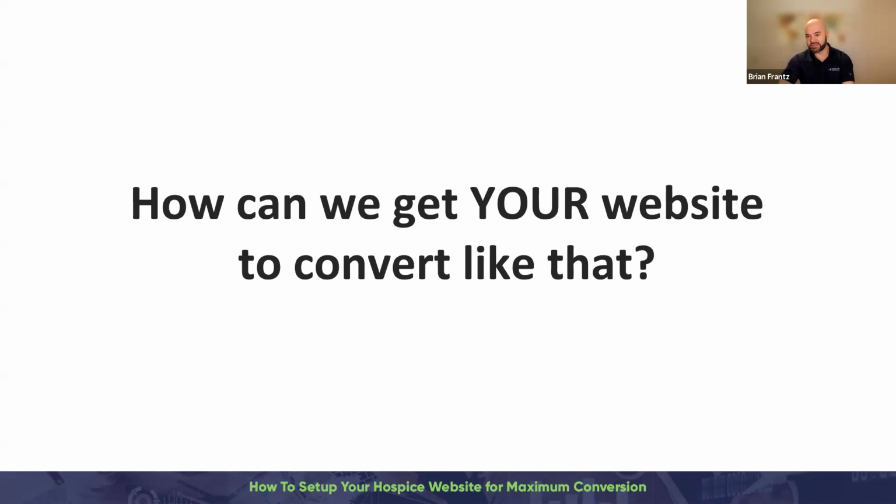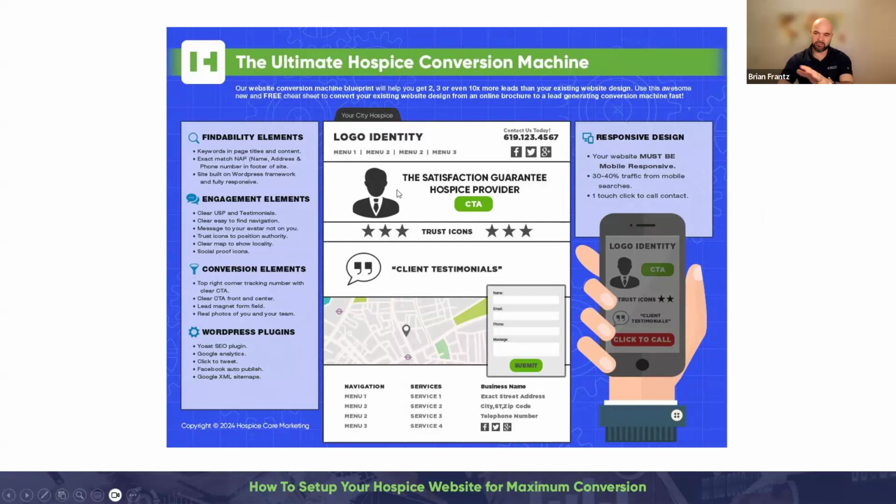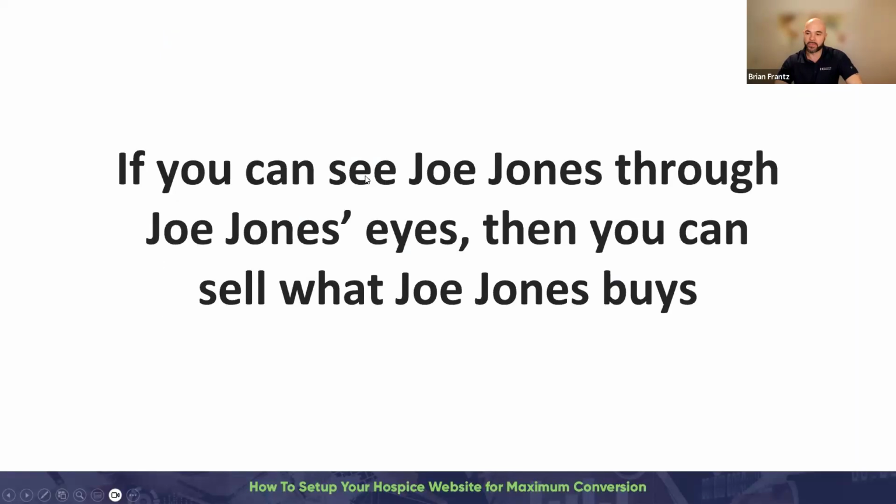So how can we get your website to convert? There's very specific things. I have this little cheat sheet here that you can take a screenshot of. It's in the workbook. Again, if you go to hospicecaremarketing.com/website-workbook, you'll find it there. But again, there's very specific things. Phone number, calls to action there, right? The call to action and the button. Some client trust icons, client testimonials, a web form to be filled out. It's kind of how you want to think about the designing, right? The overall look of your website. Because if you can see Joe Jones through Joe Jones' eyes, then you can sell what Joe Jones buys.